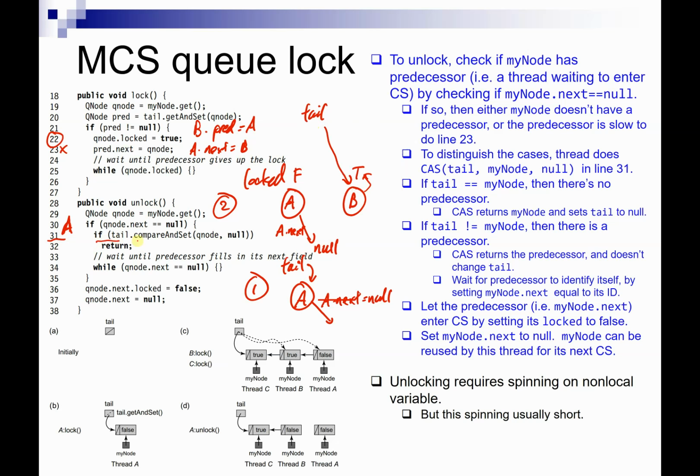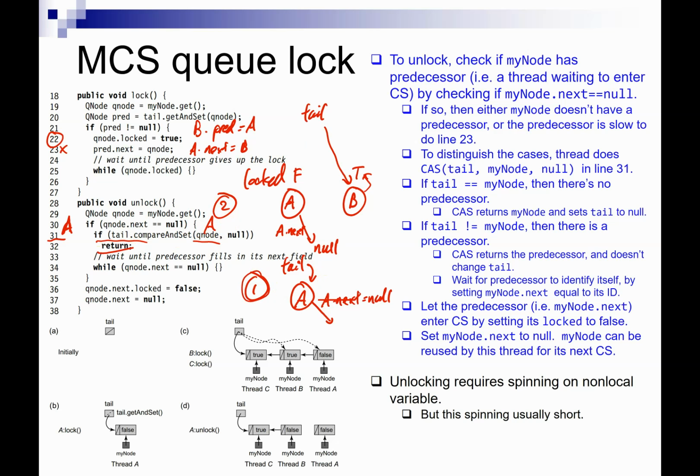So therefore, A is going to do this line over here. He's going to compare the current value of tail with himself. So Q node here is A. And if it's equal to A, then we are in case number 1 here, and then the tail can just be set to null, and A can just return. But if, when A compares the tail, this compare and set fails, then this means that the tail is not equal to A. So we are in the second case over here.